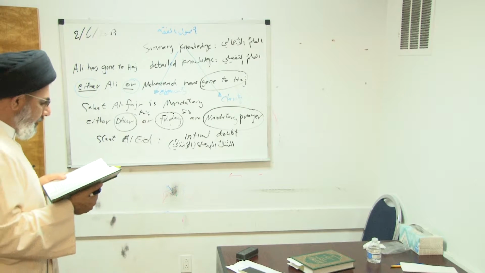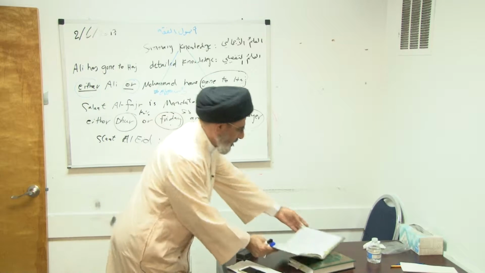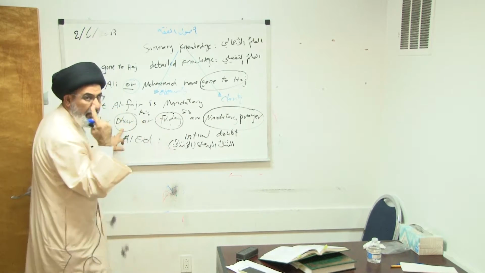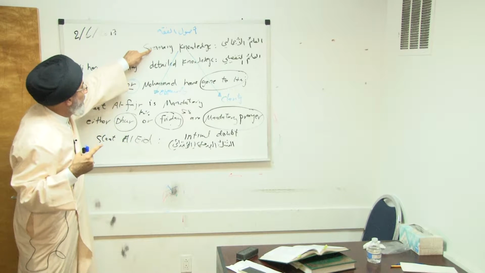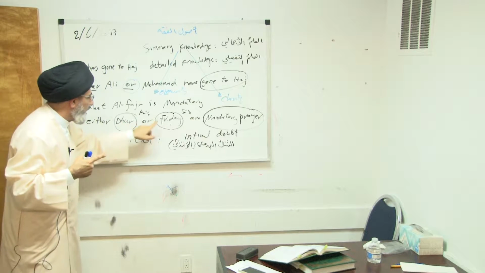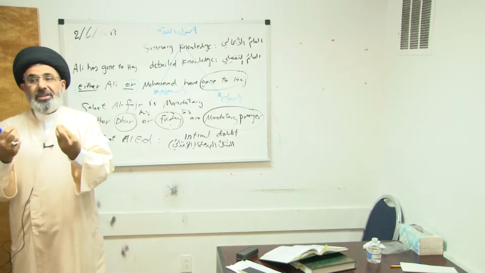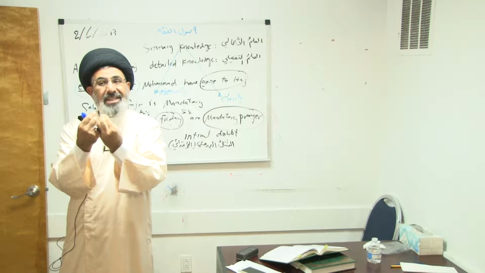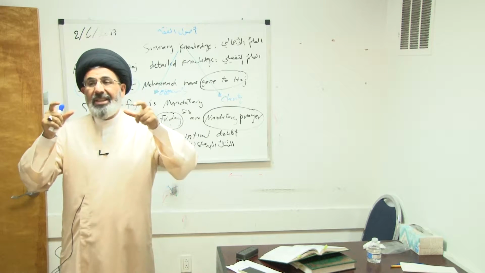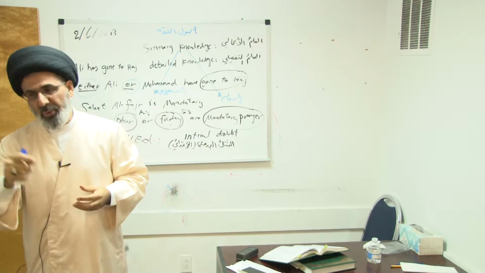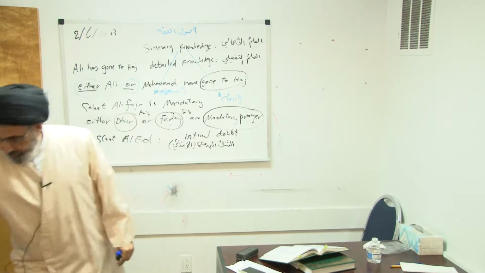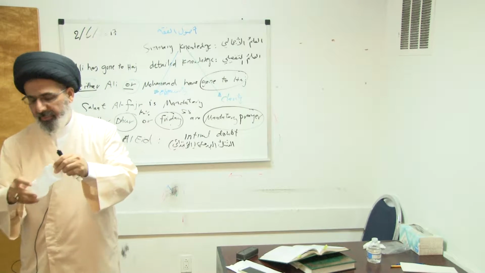Ilm al-ijmali, this is concerning the ruling. This is an example of when ilm al-ijmali, the summary knowledge, is concerning the ruling. Which one is wajib? The one concerning the subject. Can you give me an example of summary knowledge that concerns the subject, not the ruling? I'll demonstrate that for you.